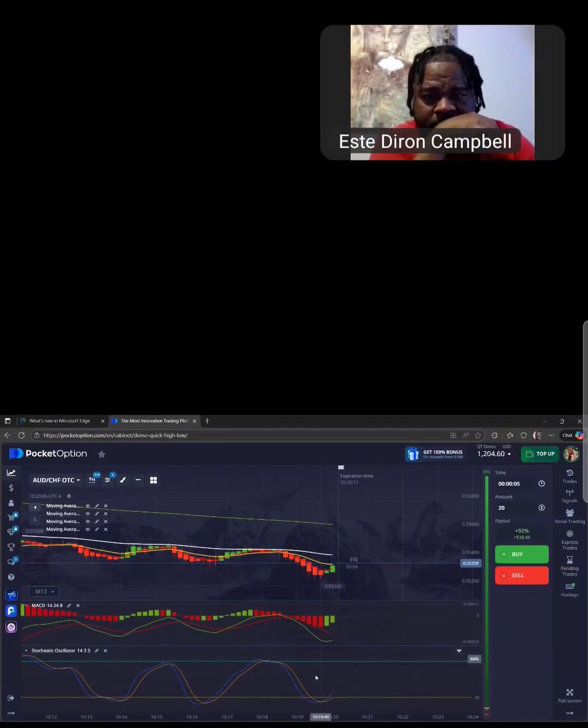So now, okay, now just cross this. Okay, but you see here, this shows you the strength on the buy, but this needs to create a scissor, the green to cut the scissor. So right now, it ain't doing much.